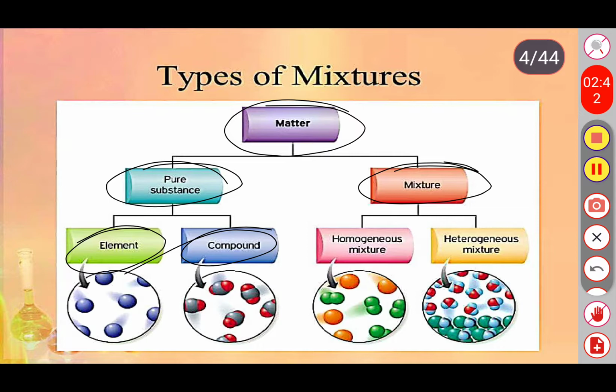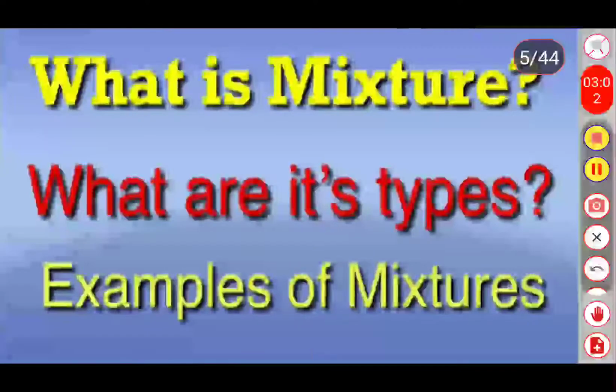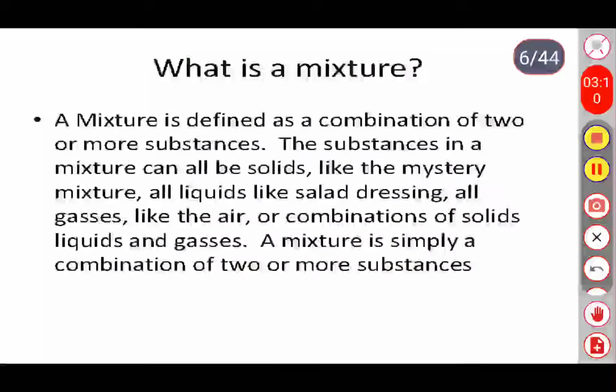Now mixtures are classified into two types, homogeneous mixture and heterogeneous mixture. Let's start with the meaning of mixture and how the homogeneous mixture is different from the heterogeneous mixture. So what is a mixture, what are its types and examples of mixture?